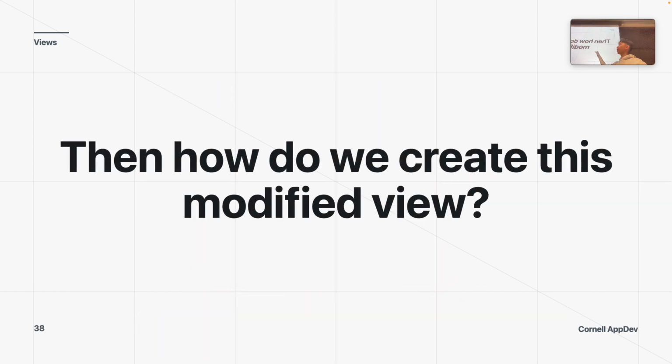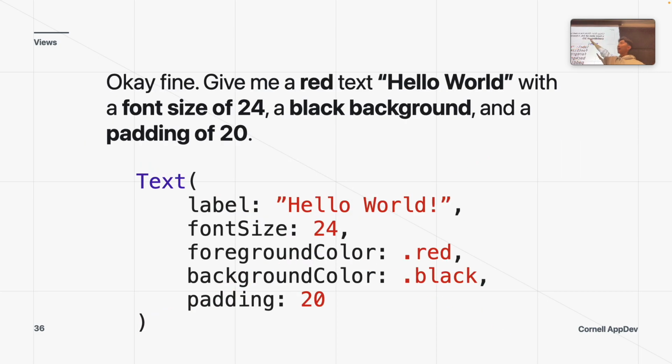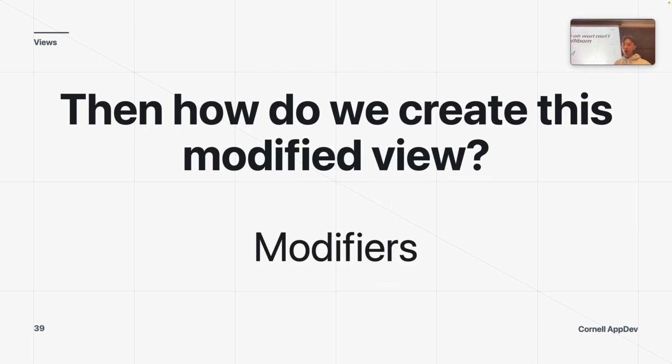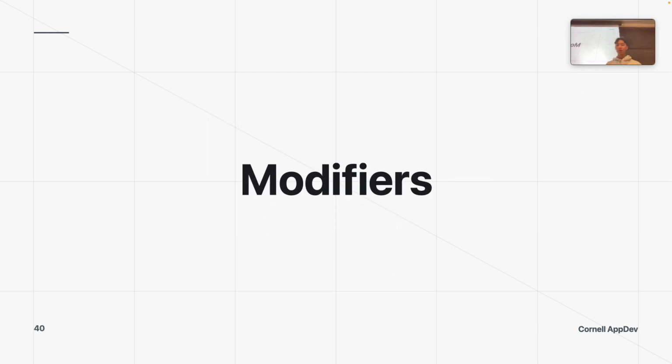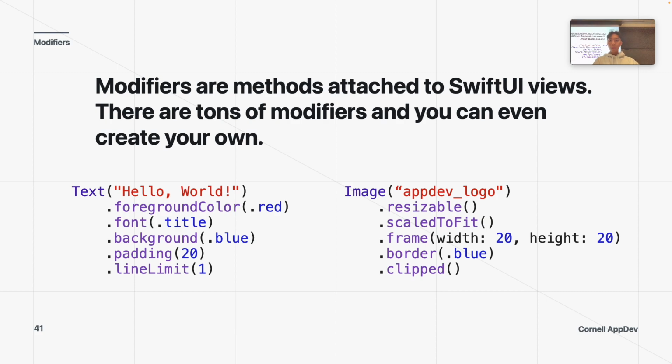So how do we create a modified view? How do we create this type of text right here? We use this thing called modifiers. Modifiers are essentially just methods that you attach to your SwiftUI views. There are a bunch of modifiers that you can use, and you can even create your own modifier. So for example, if I have the text hello world, if I want a red text color, I do dot foreground color with dot red. If I want a font of dot title, I can just do dot font dot title.